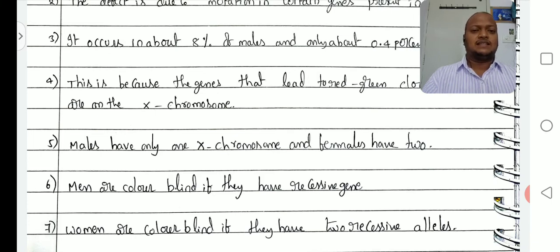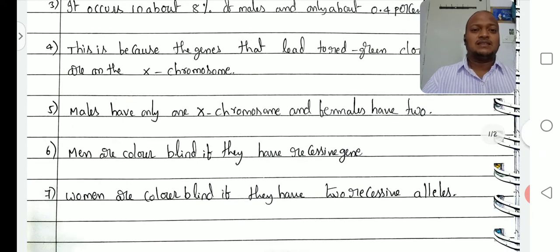Sixth point, men are colorblind if they have the recessive gene. For example, males consist of X and Y, so males have only one X. If that one X chromosome is defective, the defective gene is present, then males are affected. In the recessive case also, with only one X present, the males are affected, because males have only one X chromosome.